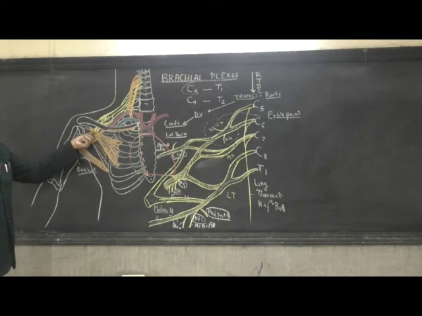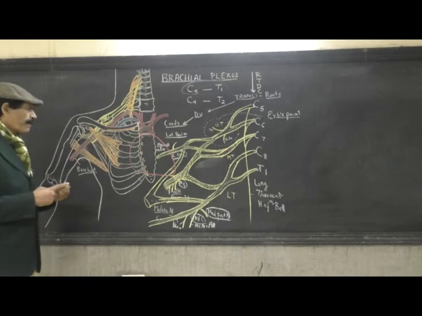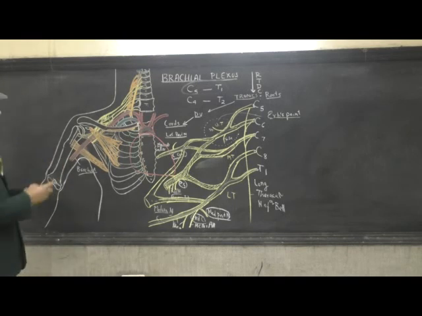So the relation of the three cords with the second and third part is the same. Lateral cord is lateral, medial cord is medial, posterior cord is posterior. Only you have to remember the relation of the cords with the first part. The lateral cord is lateral, posterior cord is also lateral, and the medial cord is posterior in position. So that you have to remember. So that is the relationship.